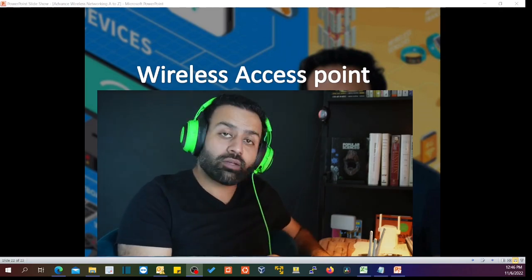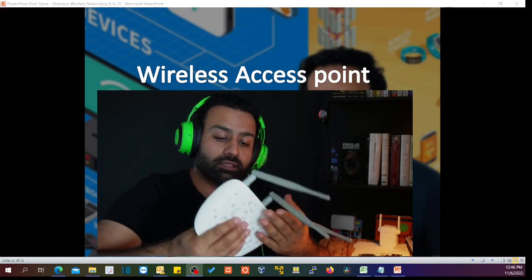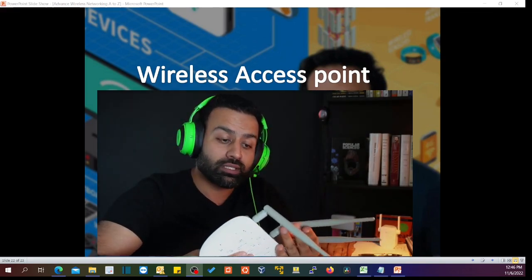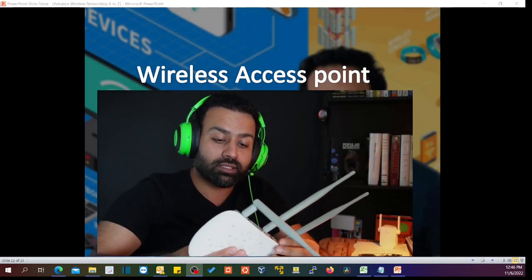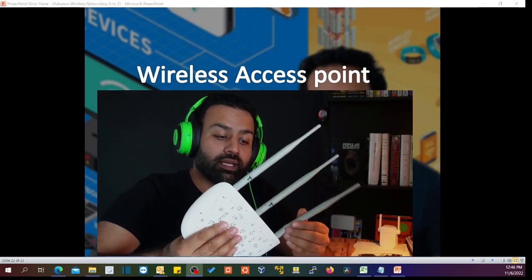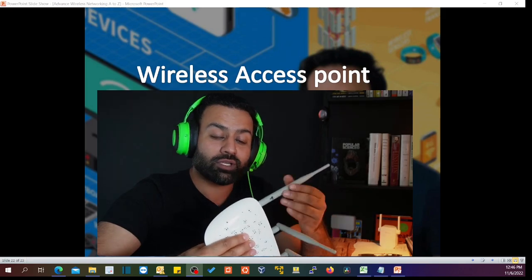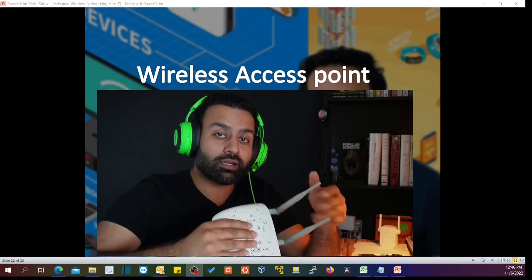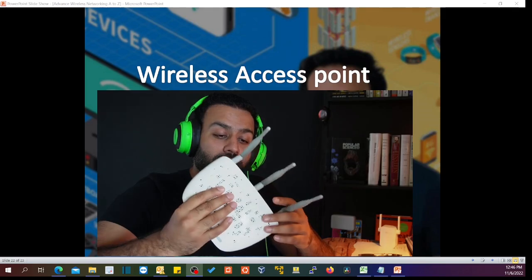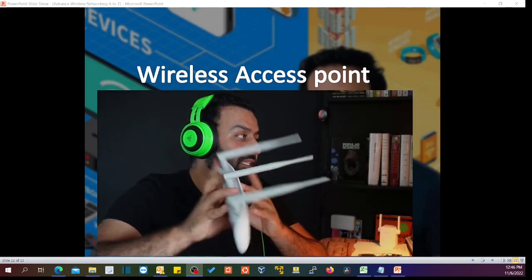Of course, today we're going to discuss what a wireless access point is and how we can configure a wireless access point in more detail. We're going to deep dive into the wireless access point. The first thing is, when you encounter a wireless access point, how do you recognize that this is a wireless access point? Here is an example.